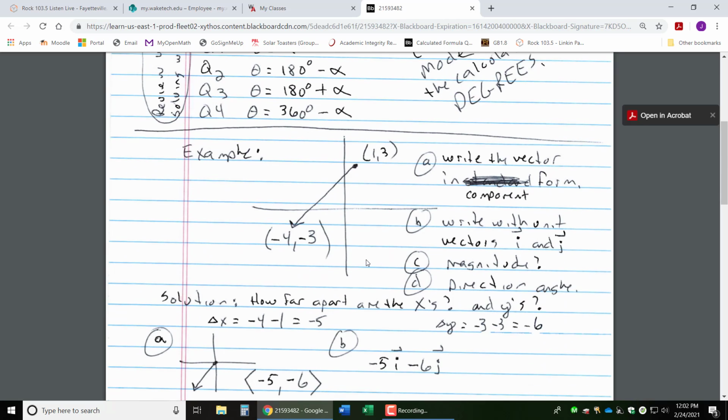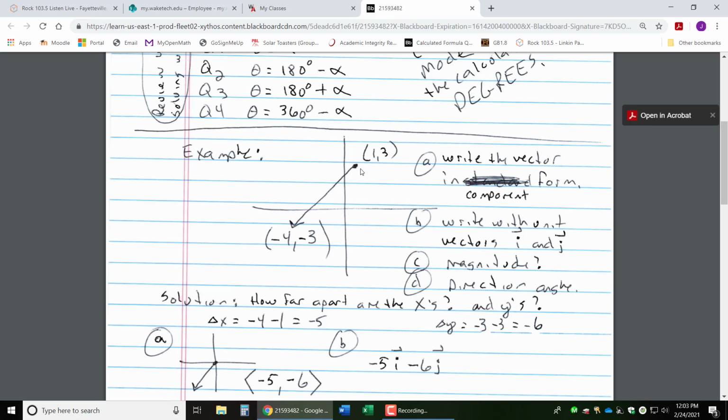Okay, let's take a look at an example. So you see my vector here just kind of out in space. It starts at the point 1, 3. It ends where the pointy bit is, the arrow, -4, -3. We're going to do 4 different things. We're going to write it in component form. That's with the pointy brackets. We're going to write it with what are called unit vectors, I and J. And these are alphabetical, so I is in the X direction, J is in the Y direction. Easy peasy. Magnitude and direction angle, we're going to finish it up.